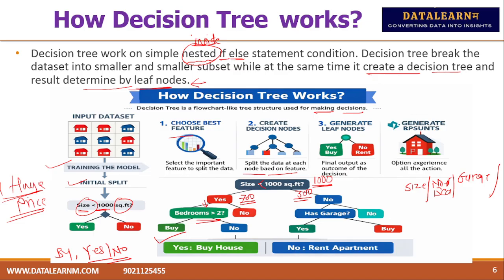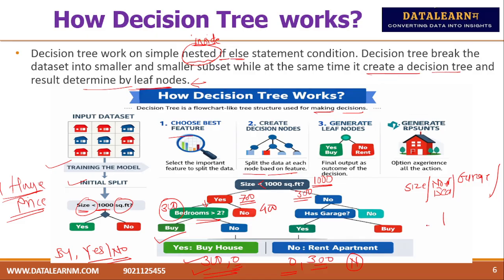Out of 700, suppose it is split by bedroom, and out of these 700 it could be split like 300 and 400: 300 yes, 400 no. Again, if it is checked with the number of bedrooms greater than 2, and if it is something like 300 yes and 0 no, then it will go for yes. If the situation is 0 and 300, what will be the decision? We are going to rent the apartment, we are not going to buy it.